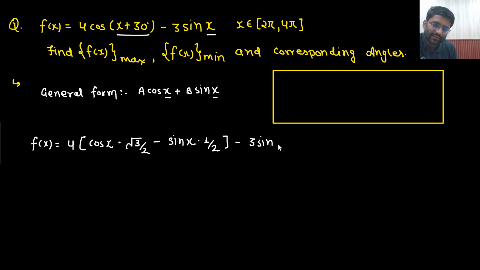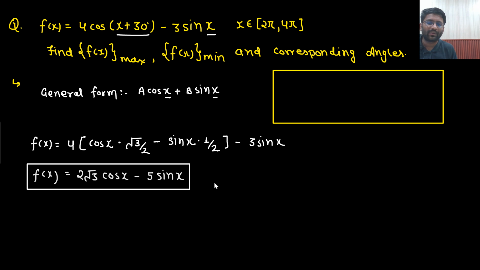Minus 3 sin x. Now you can see very closely that it has become 2 under root 3 cos x minus 2 sin x minus 3 sin x. So this will become minus 5 sin x. This is your f(x). Isn't it the standard form? Yes sir, we have got the standard form.